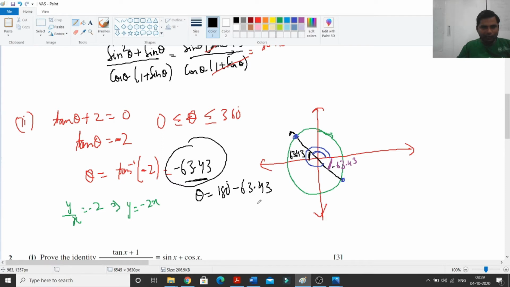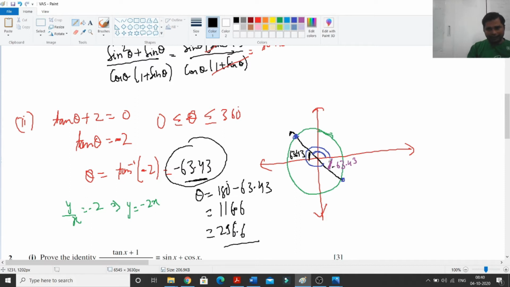So 180 minus 63.43, if you do that, you will get 116.6. Whenever you write the angles, you need to write one decimal place, and if it is not an angle, then you need to write in three significant figures. So here we are writing one decimal place, so 116.6. And if this is 116.6, then the other answer will be 180 plus 116.6, right? So if you do 180 plus 116.6, it is 296.6.